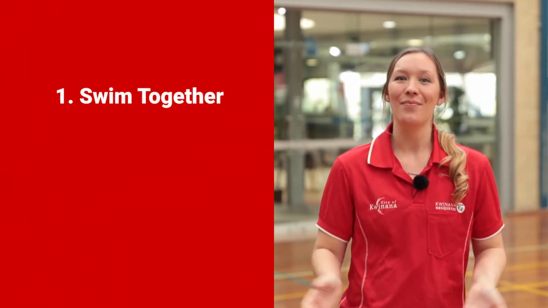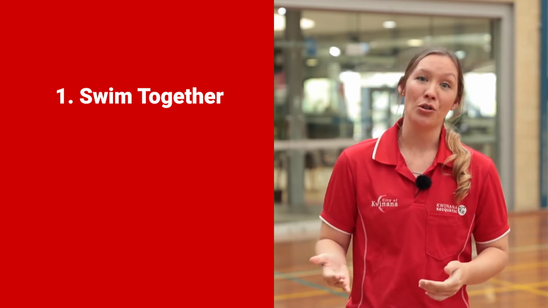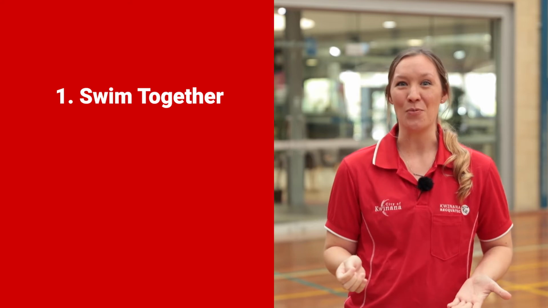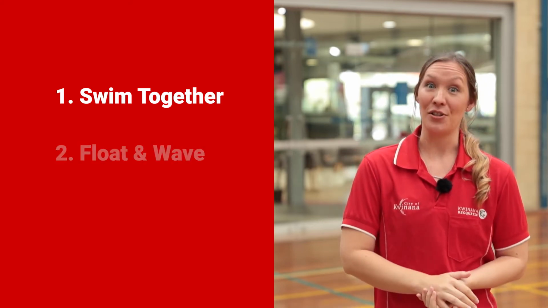First thing we're going to talk about is our Aqua Code. So for the Aqua Code, we have 3 rules. Rule number 1, swim together. So anytime we go swimming, we need to make sure we either have an adult or a responsible person over the age of 16 with us. This is for safety.